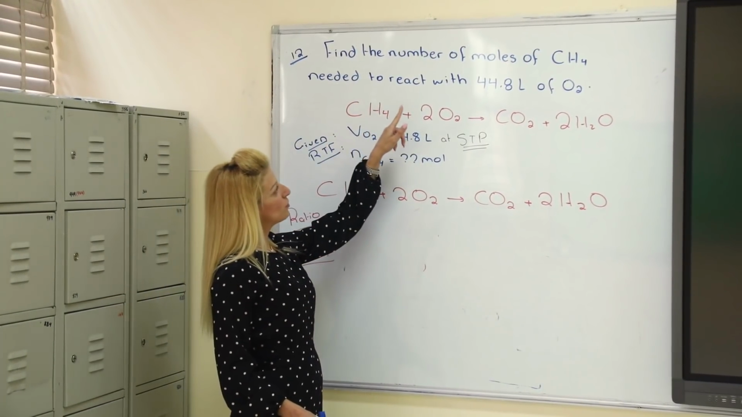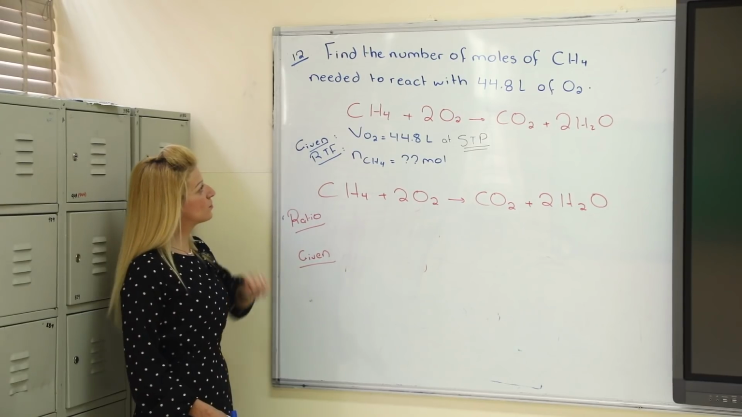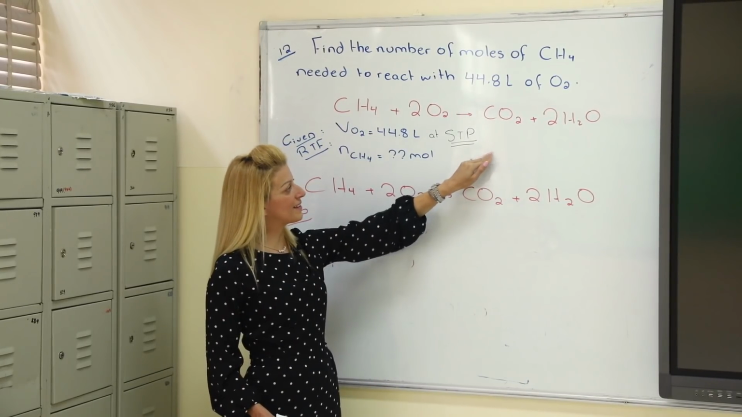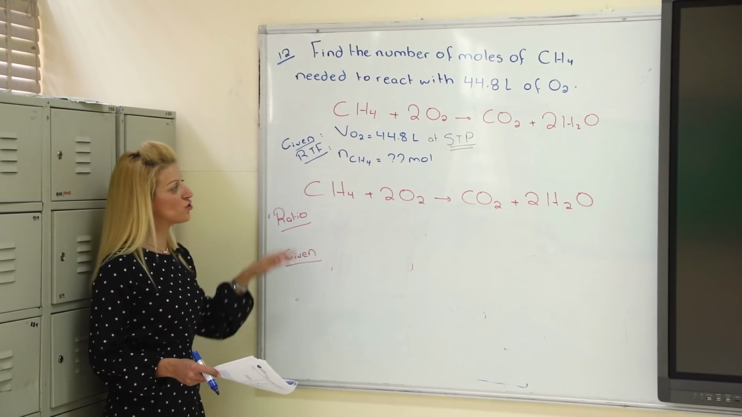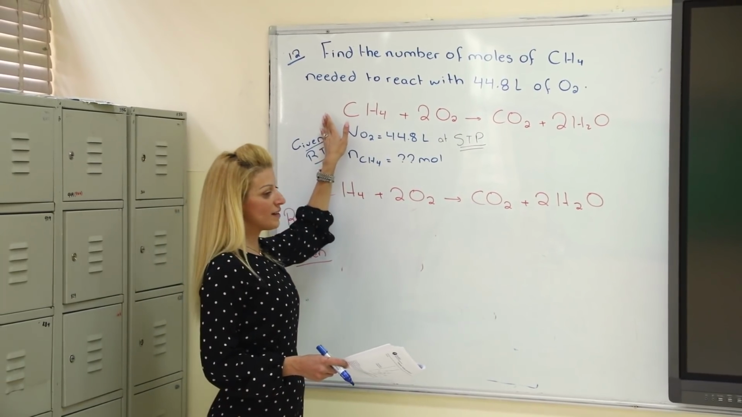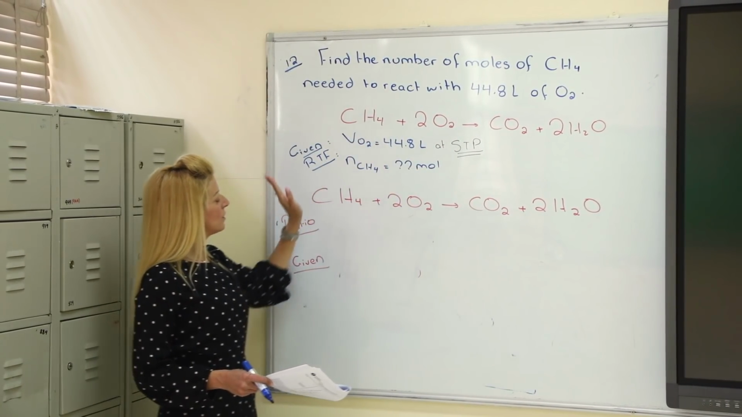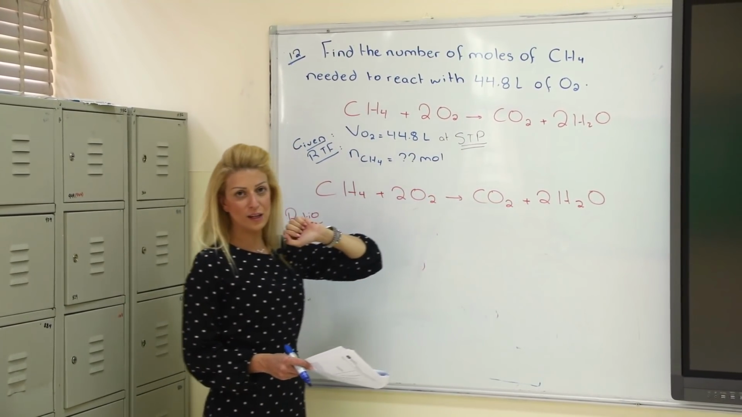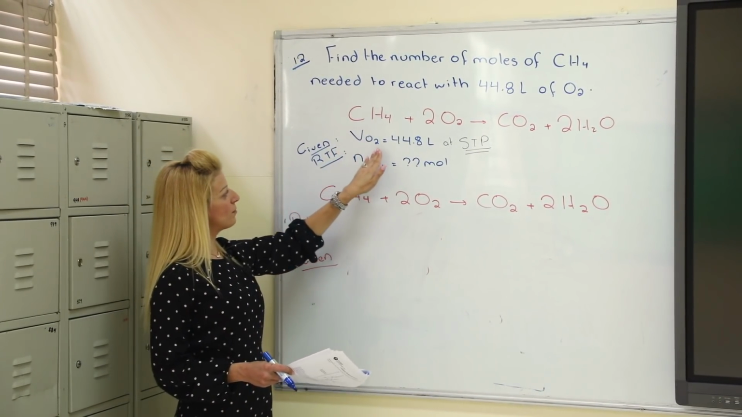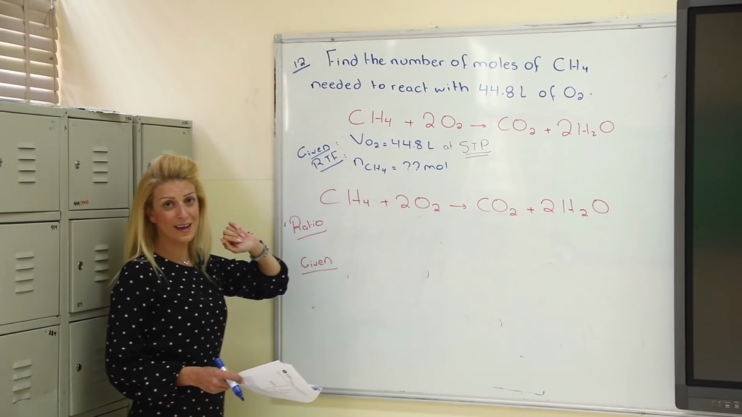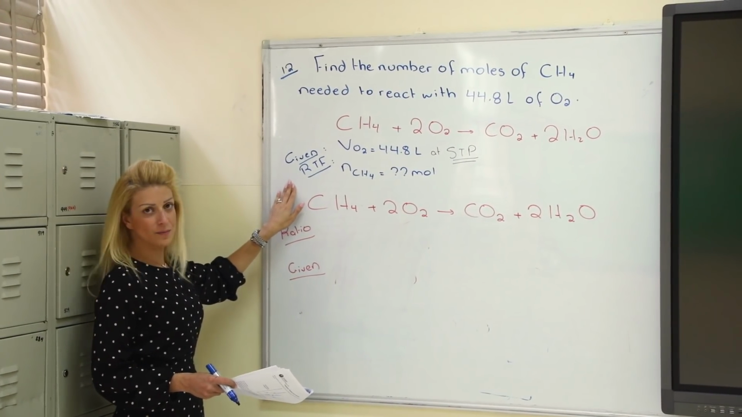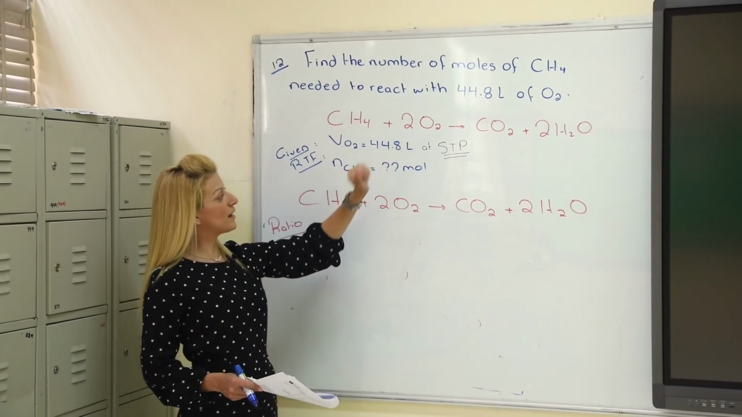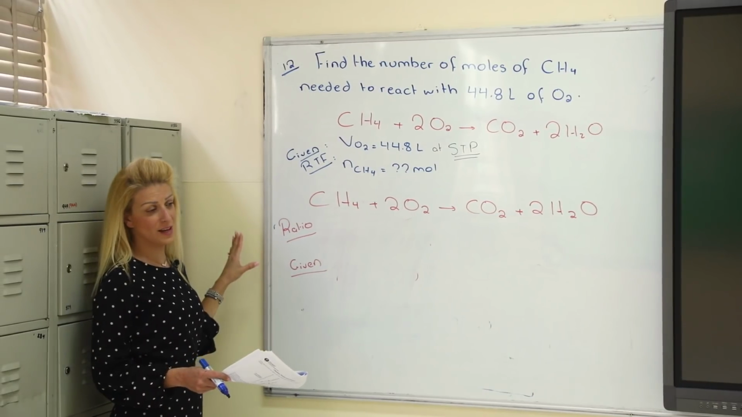Find the number of moles of CH4 needed to react with 44.8 liters of oxygen, again at standard temperature and pressure, which is STP. The equation is balanced and given below. CH4 plus 2O2 gives CO2 plus 2H2O. The given is the volume of oxygen is 44.8 liters at STP. The required to find is how many moles of CH4 will react with this volume of oxygen at STP.